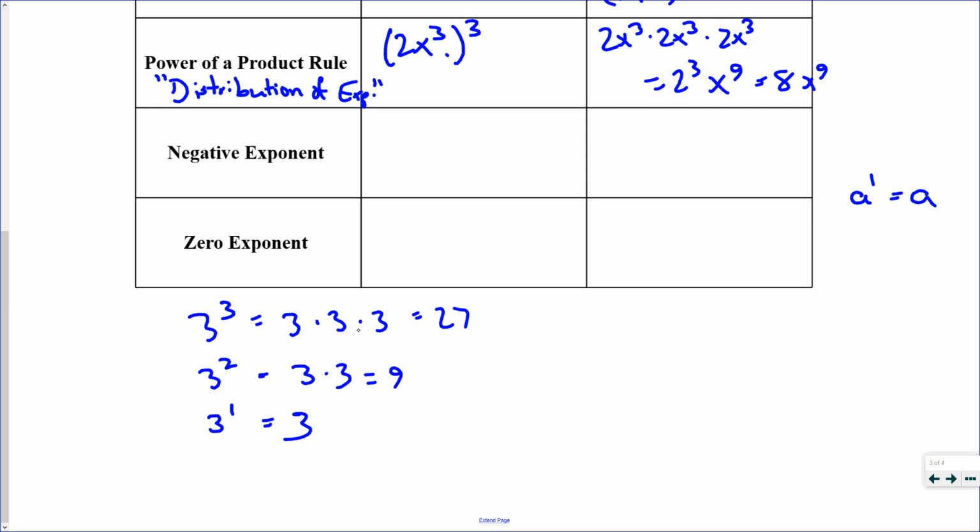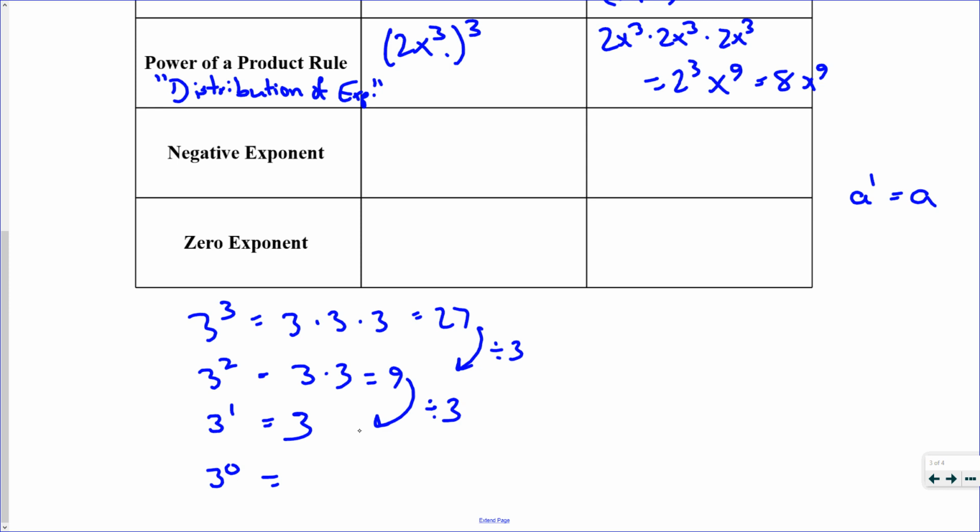Take a look at this. If we go from 3 to the third to 3 squared, aren't we dividing by 3? And then if we are dividing by 3 again to get to 3 to the first, then what about 3 to the 0? What if I have no 3's, no 3's being multiplied together? I have no factors. Well, if I reason that, the answer would be 0.